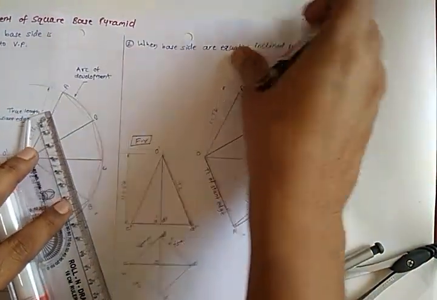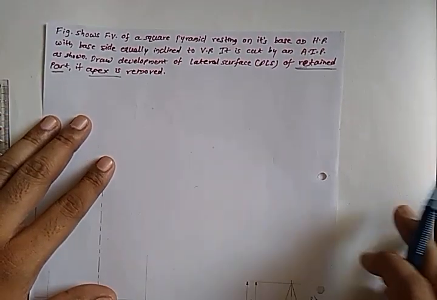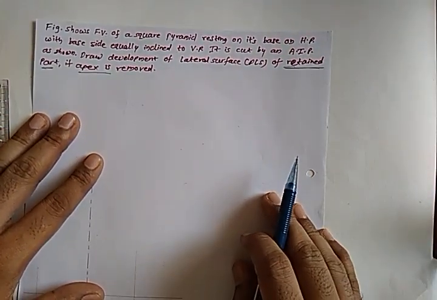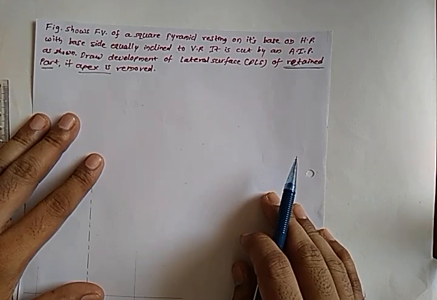Now let us start with the problem. We have one problem where the figure shows the front view of a square pyramid resting on its base on HP, with a base side equally inclined to VP.